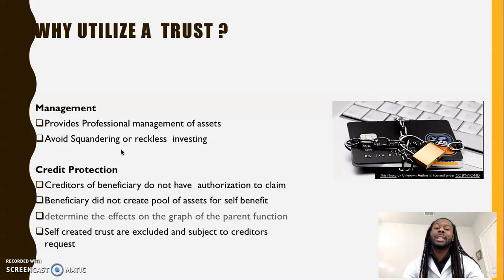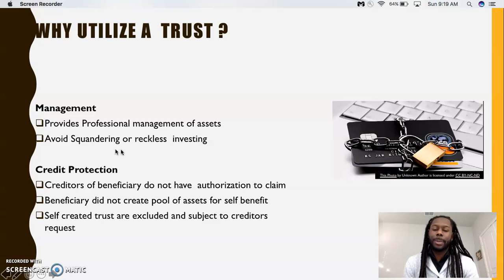There's also credit protection, which is another huge aspect or a huge asset of having a trust. Creditors of the beneficiary do not have authorization to make claims or withdraw or deduct anything that the beneficiary is responsible for. The beneficiary himself or herself did not create the pool of assets. Therefore, they cannot be held accountable to distribute those to some of their debts. Not only can they not distribute to any of their creditors or to cover any of their debts, but the beneficiary is not allowed to anticipate any funds and allocate them towards anything other than spending for themselves. And that's considered the spendthrift clause.